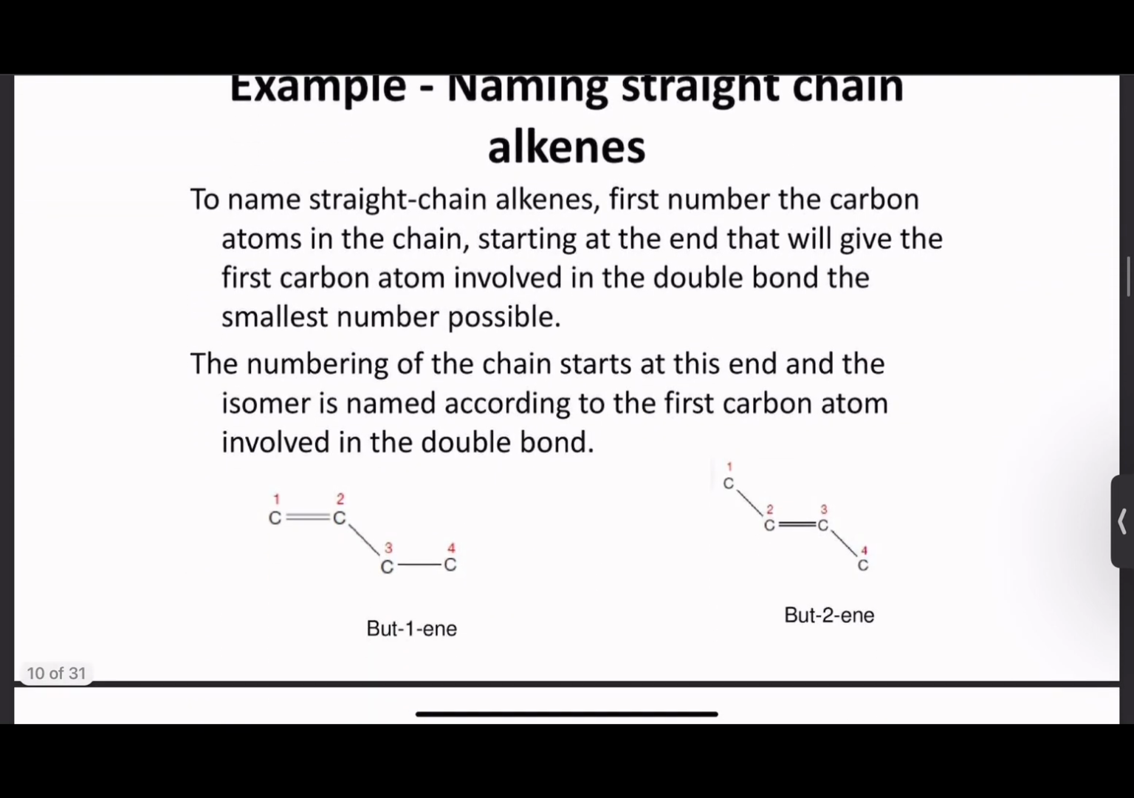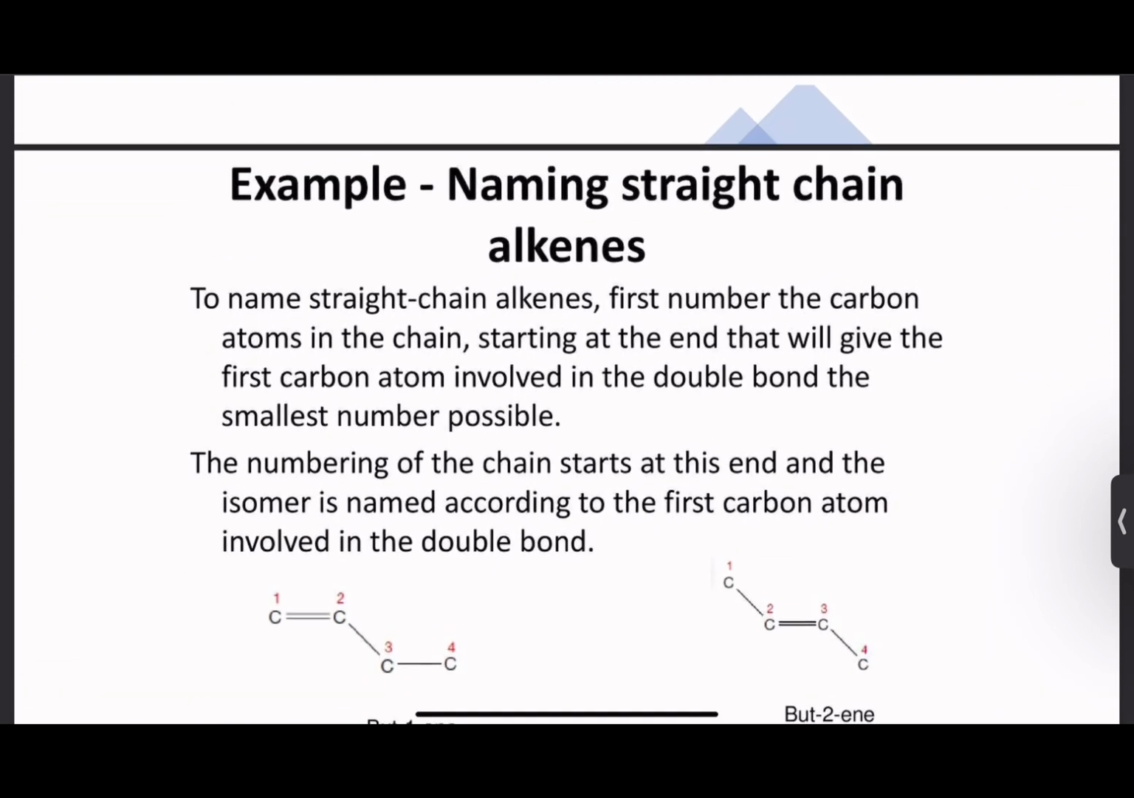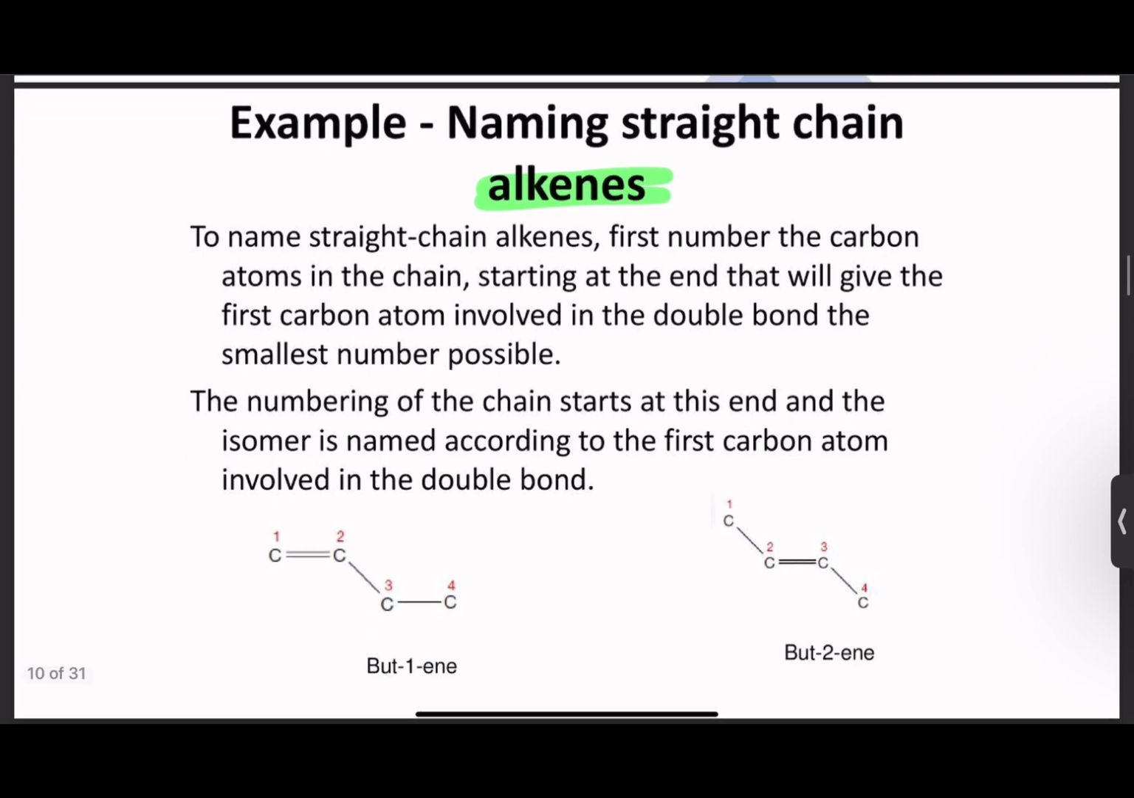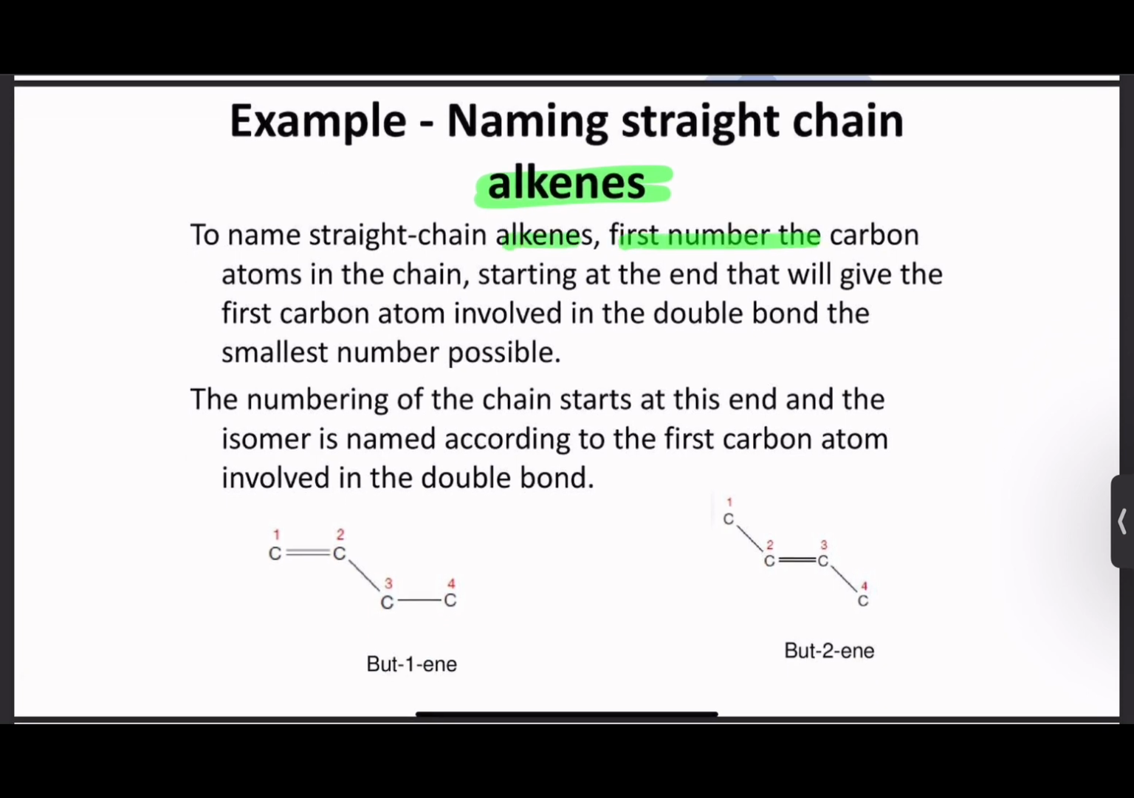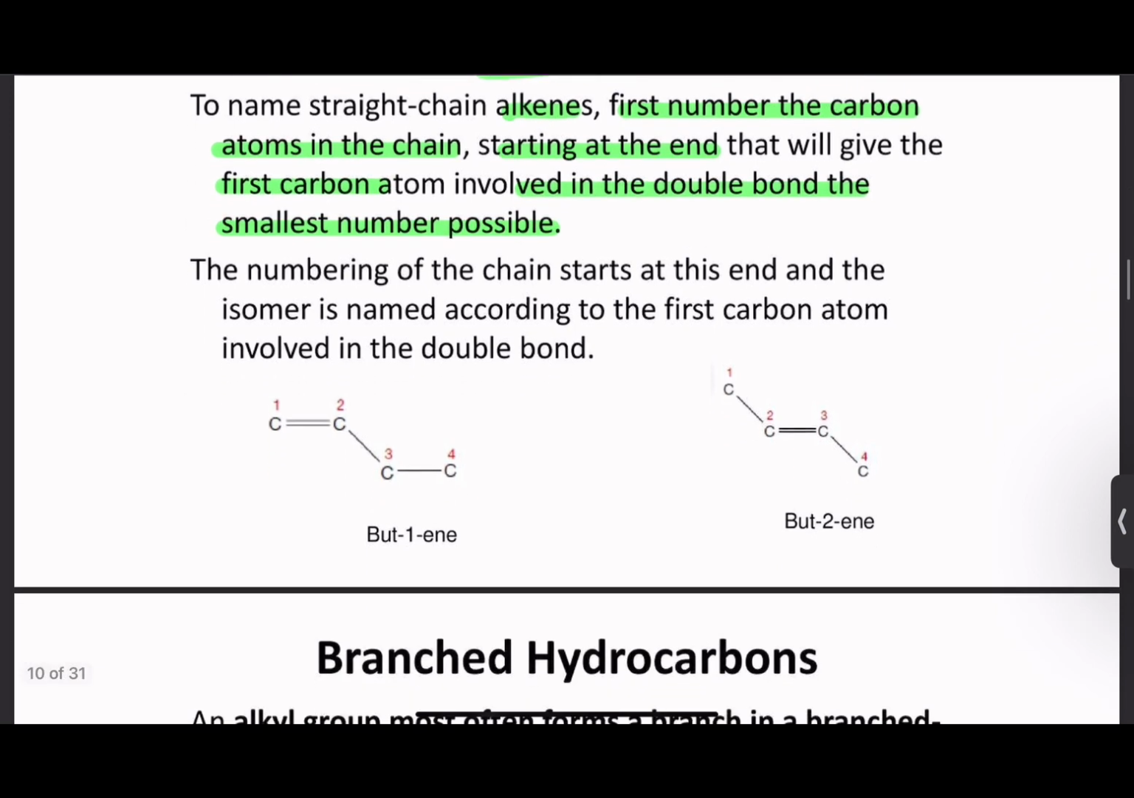Okay, now let's get into the alkene naming. Name the straight chain alkenes. First, number the carbon atoms in the chain, starting at the end that will give the first carbon atom involved in the double bond the smallest number possible. What does that mean? So you see I have here 4 carbons, right? 1, 2, 3, 4. And then I have here 1, 2, 3, 4. But I have a double bond here, right? And then my double bond is in this case.